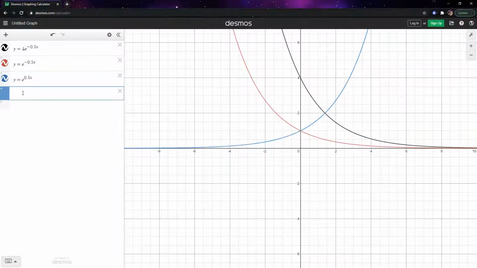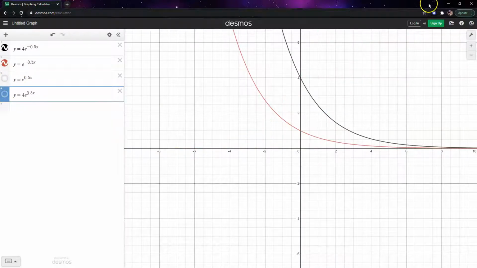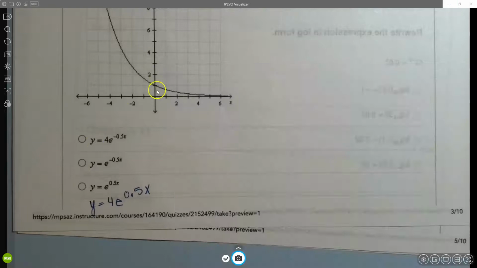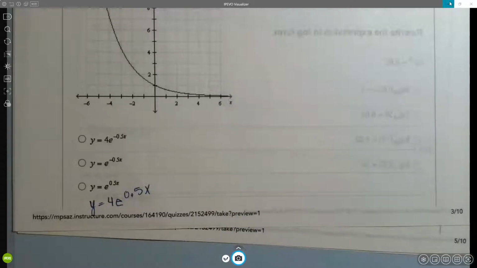And I have y equals 4e to the 0.5x. So I can immediately tell that my blue and green graphs are not right. So I'm going to turn those off because they are going the wrong direction. If I look closely, this one is crossing through 1. I want to look for which one of those was crossing through 1. That is my red graph. So e to the negative 0.5x.